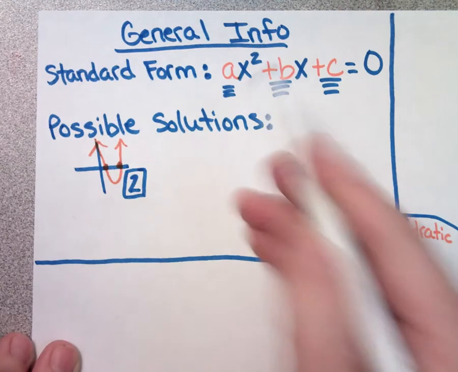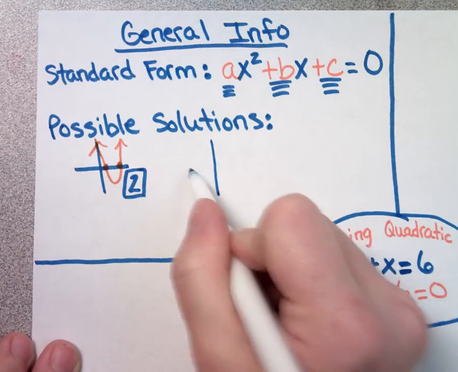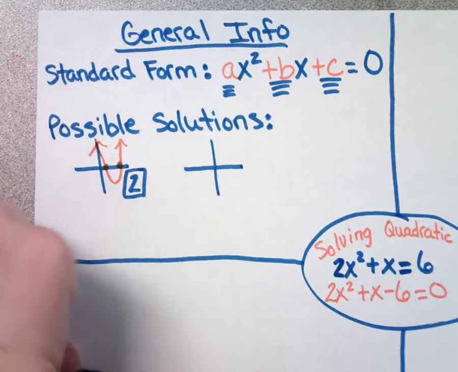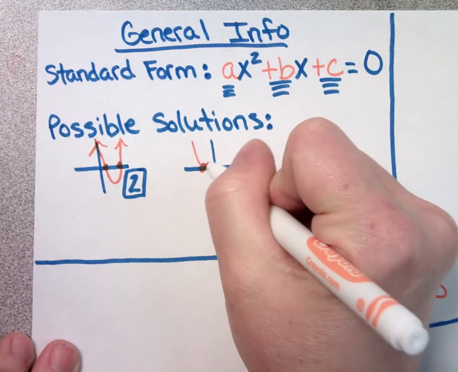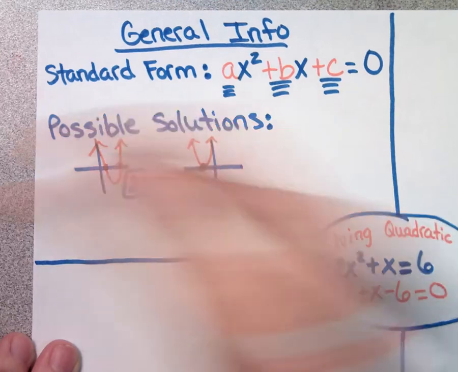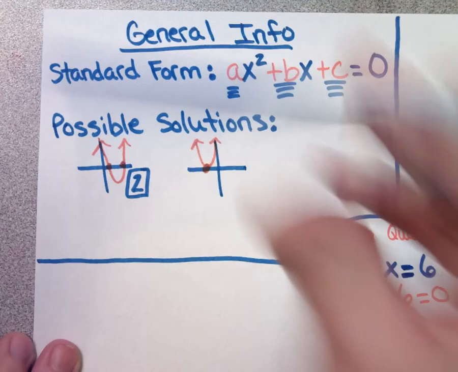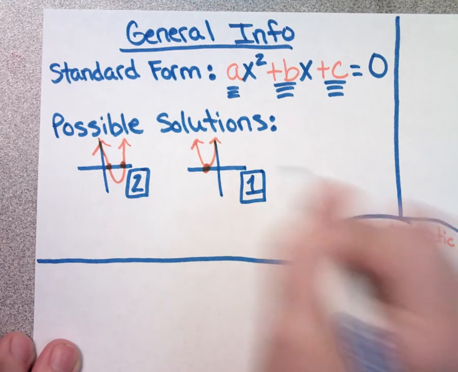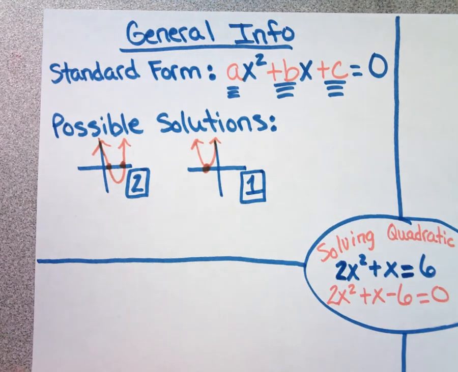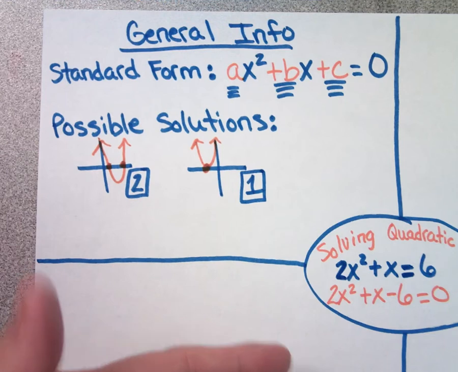Okay, another thing that can happen is that the graph will just touch the x-axis in 1 location, which means you really only have 1 answer. But it's probably a situation where it's the same answer, you just would get it twice.